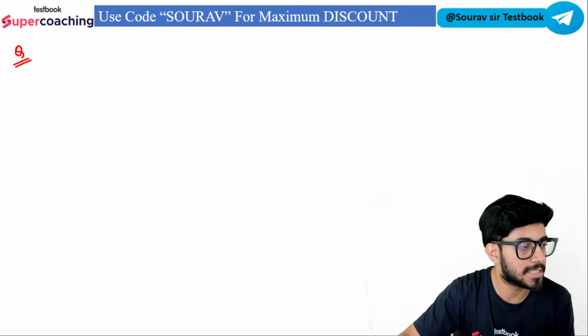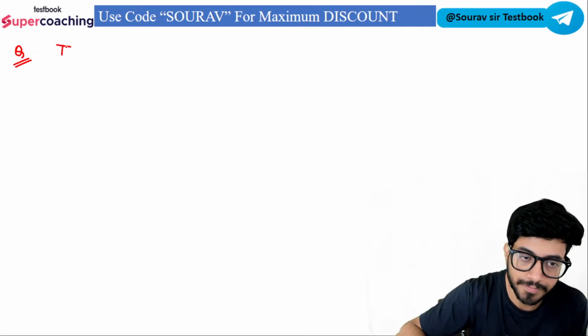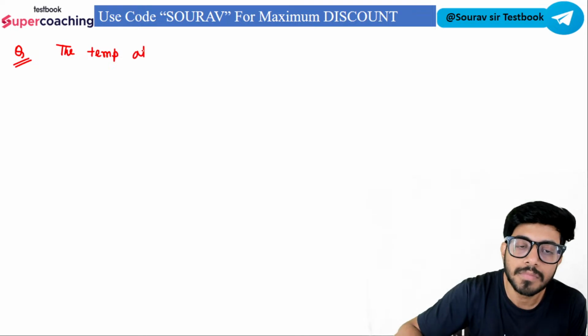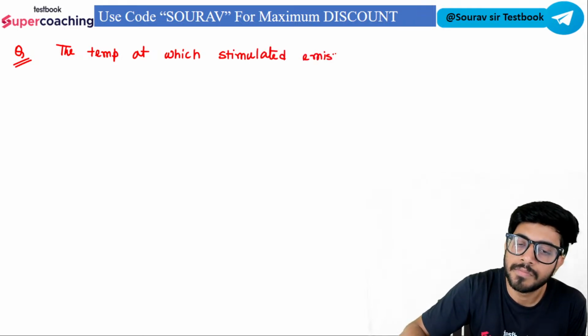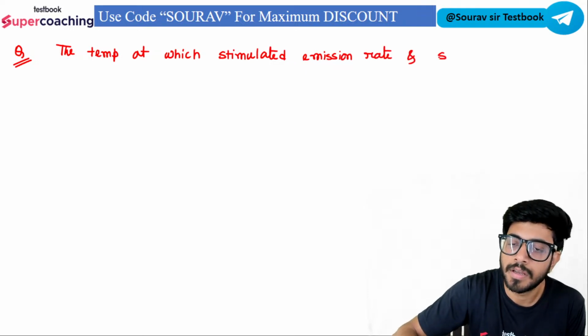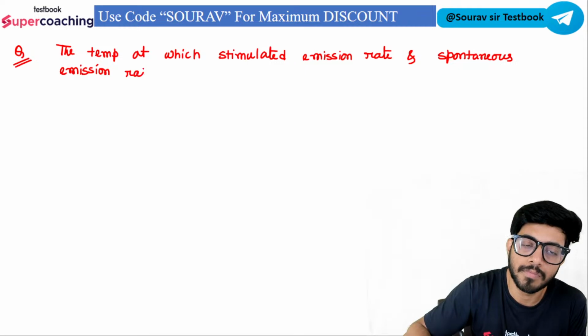सबसे पहला क्वेश्चन है, the temperature at which stimulated emission rate and spontaneous emission rates are equal is the temperature at which stimulated emission rate and spontaneous emission rate are equal.